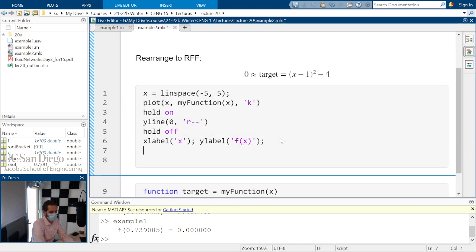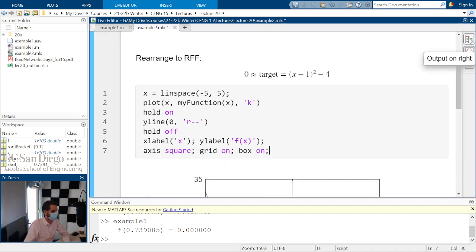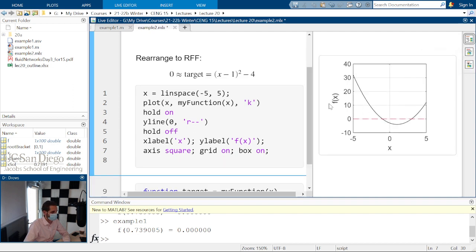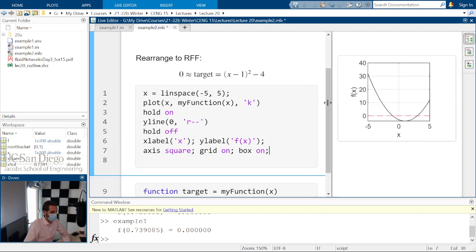We don't really care what f of x is right now. And then I'm always in the habit of making my axes square, turning the grid on, and drawing a box around everything. Those steps are optional, right? The only thing you really need to get the guess is this part. Everything after that is just the sort of STEM convention for an awful lot of stuff. So here's our plot.